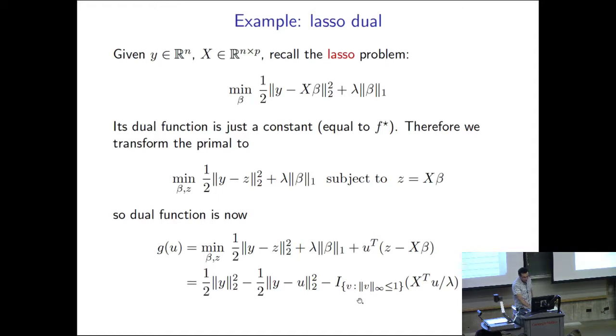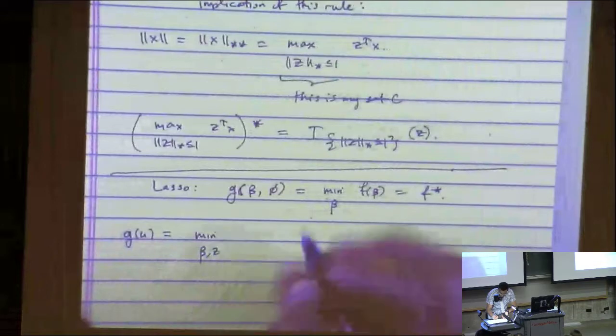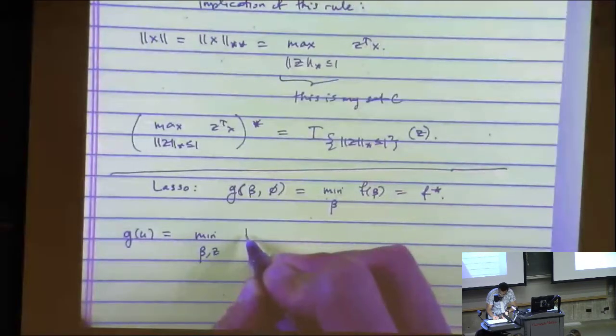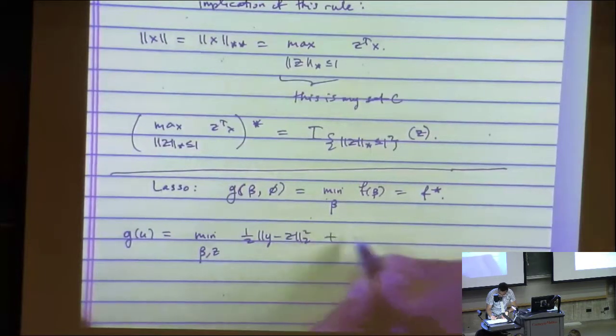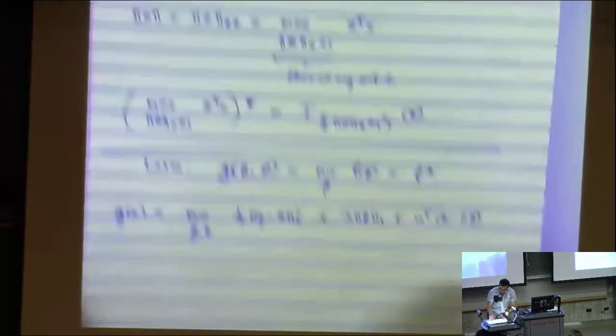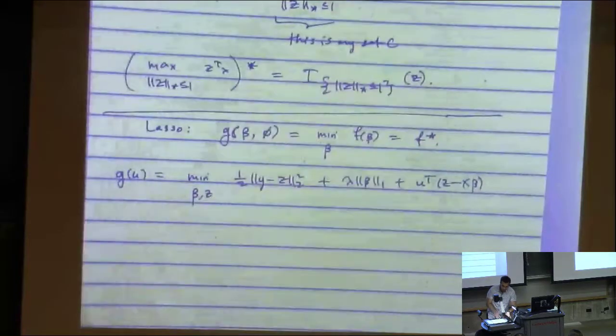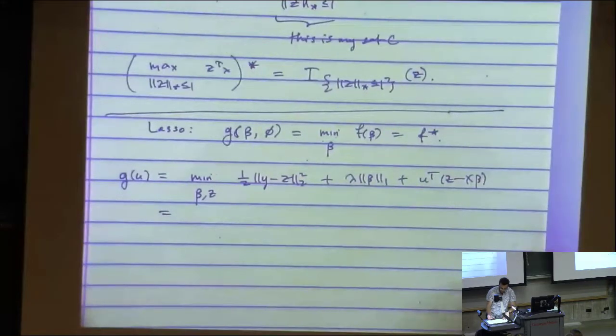Okay, so let's now write g of u as the min over beta and z of 1/2 norm of y minus z squared plus lambda times the L1 norm of beta plus u transpose times z minus x beta. Let's actually split this problem up into all the terms that involve z and all the terms that involve beta, because we can minimize them separately.